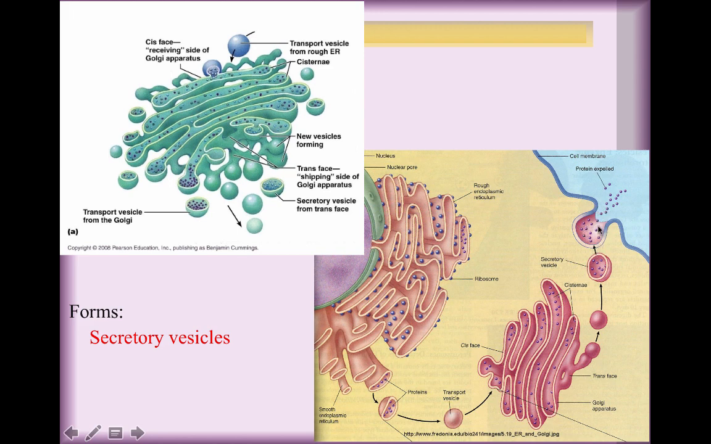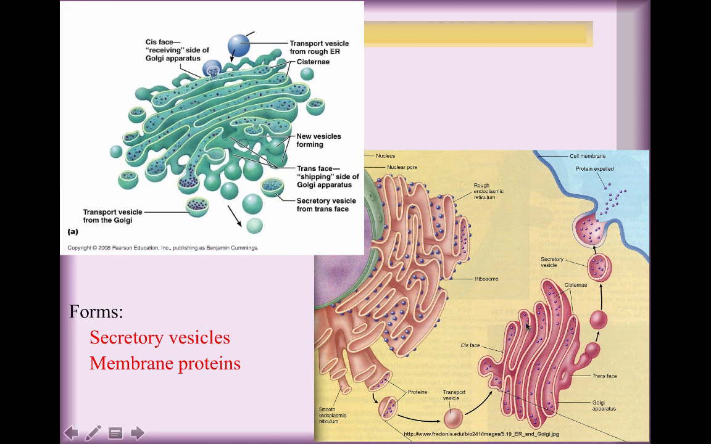And so if this is protein, it could be neurotransmitter that's released and goes to another nerve cell. It could be hormone, which has an impact on other cells of the body, or it could be something else, but it's being released to the outside via exocytosis.